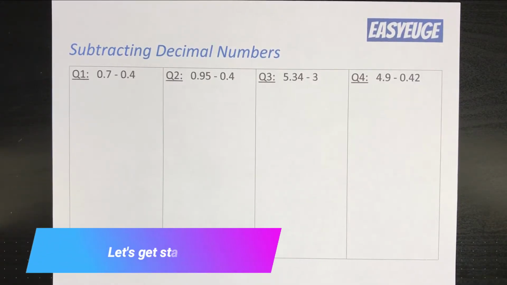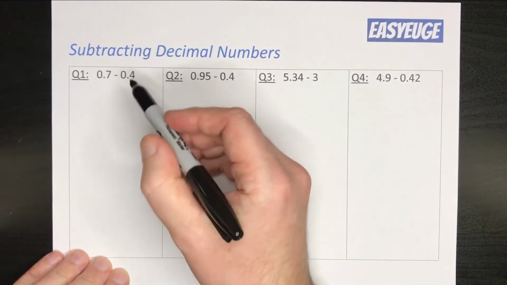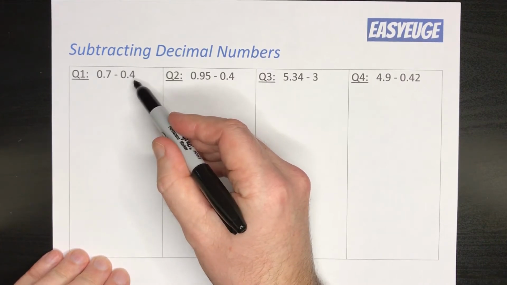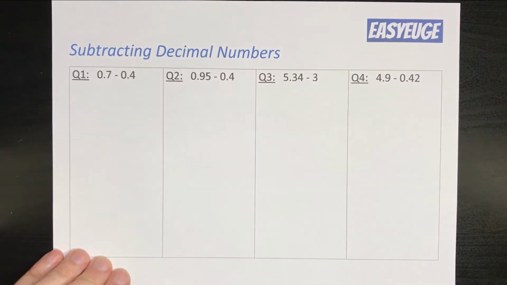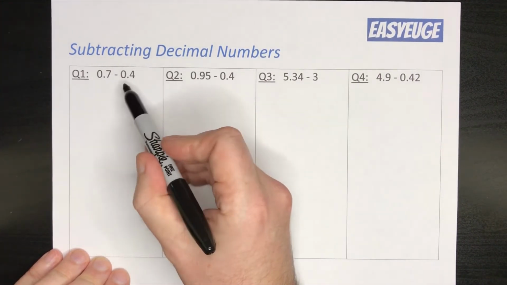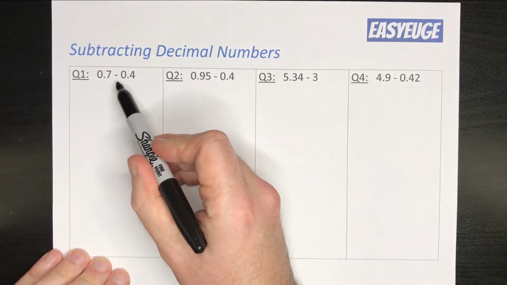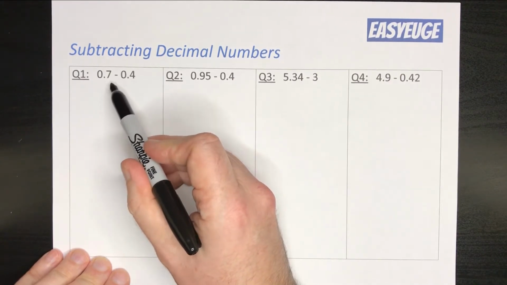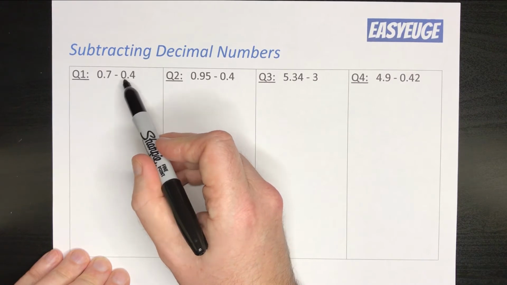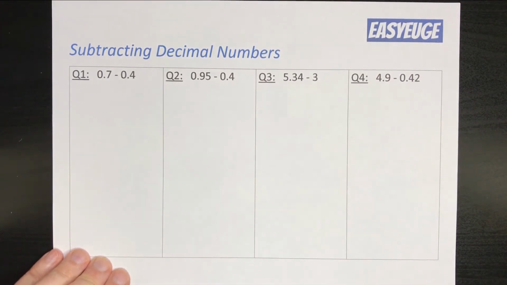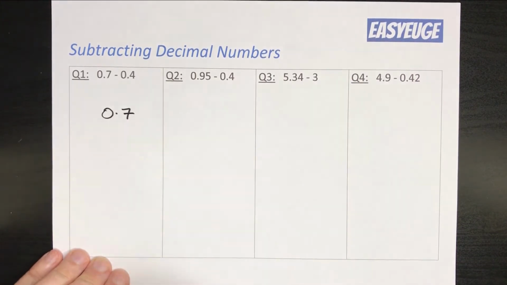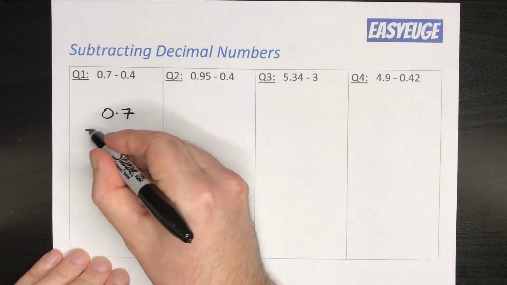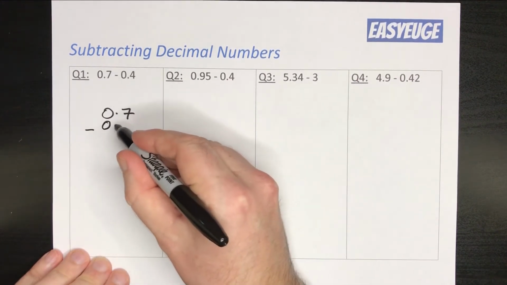Subtracting decimal numbers. Let's start with a nice easy question like 0.7 minus 0.4. Now you can see these are decimal numbers because they have a decimal point somewhere in the number. So we have to be careful about the order when we are subtracting. So the question is 0.7 minus 0.4, not the other way around. So let's make sure we write that down exactly as we read it. 0.7 minus 0.4.